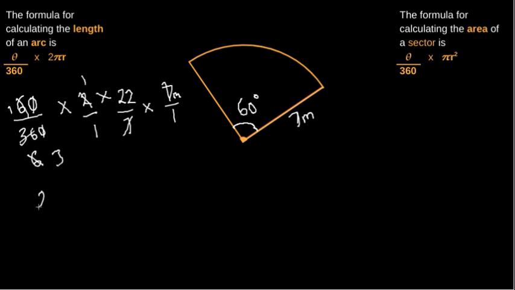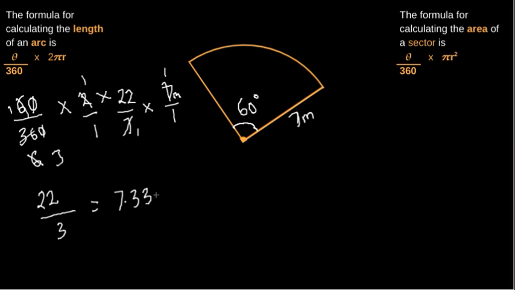22. That's 1 times 1 times 22 times 1. Let me just put the 1 here. Over, this is 3 times 1 times 1 over 3. Okay, so what's 22 over 3? Oh, 22 divided by 3. That will be 7.33.